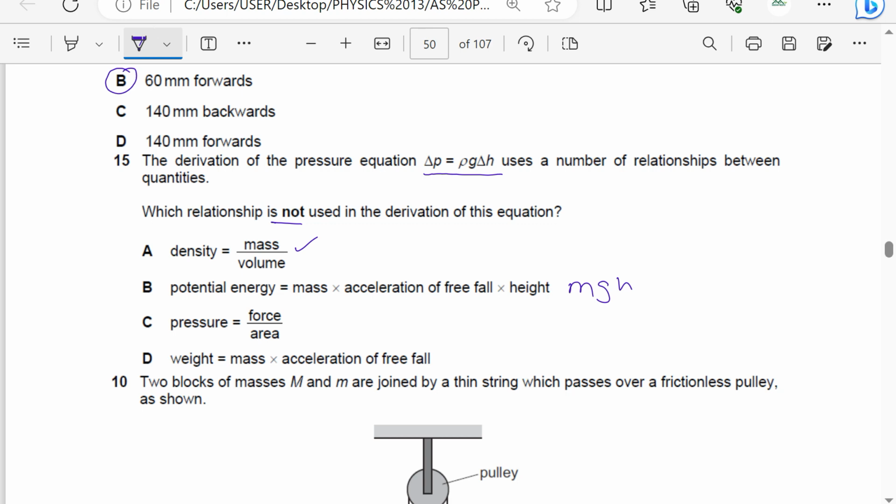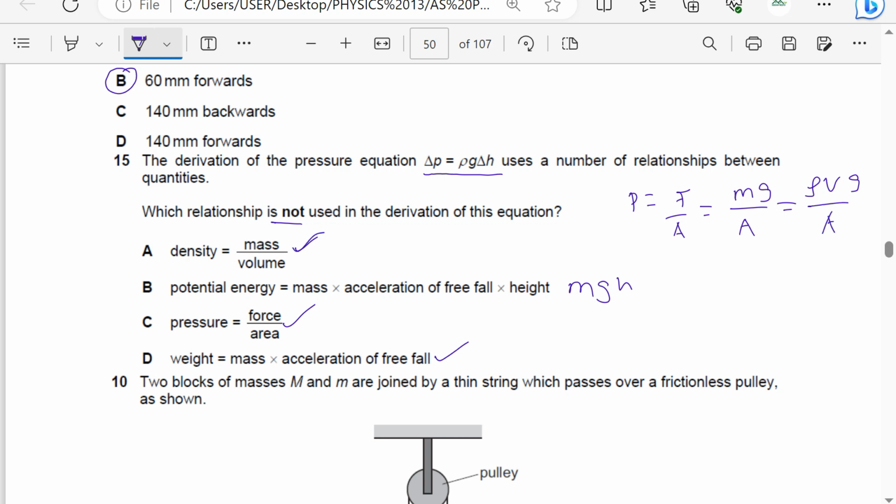Pressure is force over area. We could use pressure as force over area. So if pressure is equal to force over area, this is going to be used. And the force is going to be equal to mg. Then we divide by the area. So we shall use the weight, mg. Then the mass is going to be density times volume. Then we multiply this by g over area.